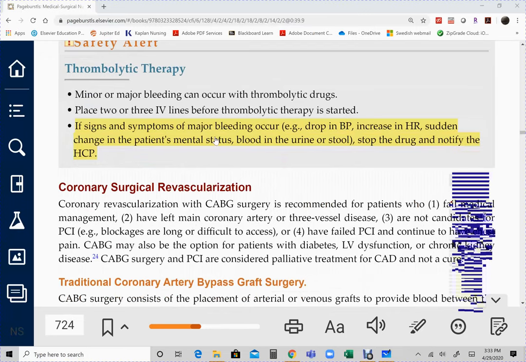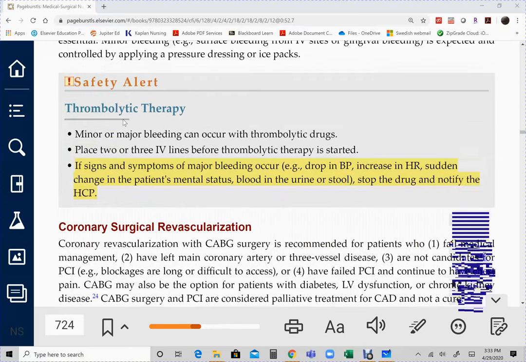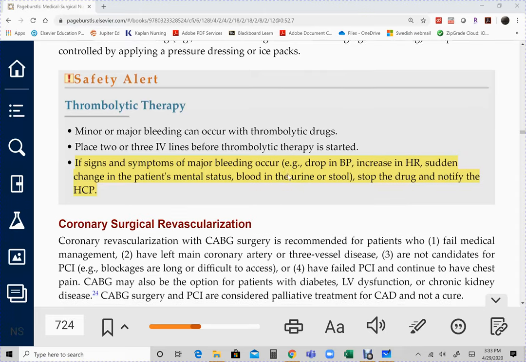So we have here signs of bleeding if the patient receives thrombolytics. Please read that.